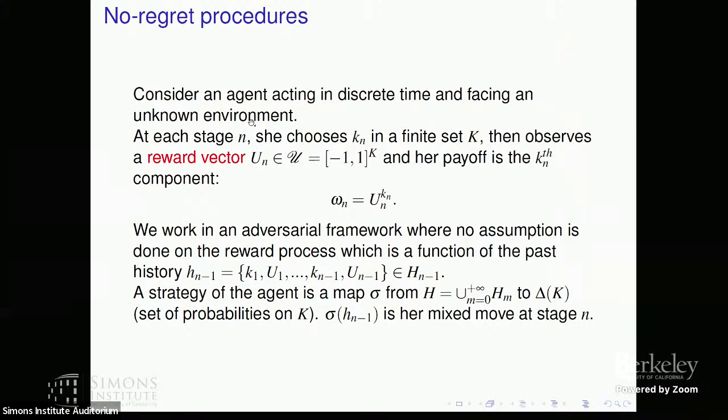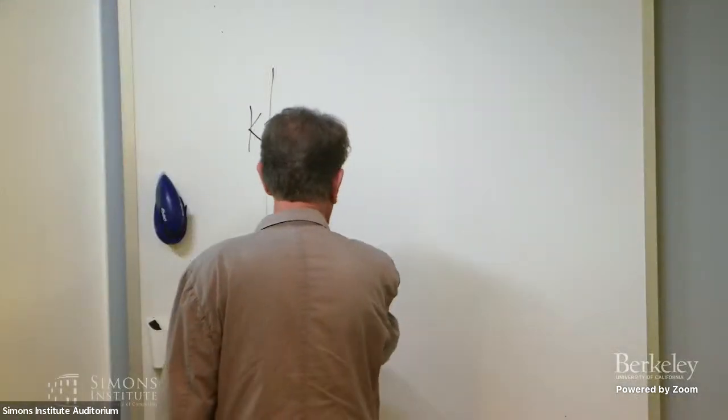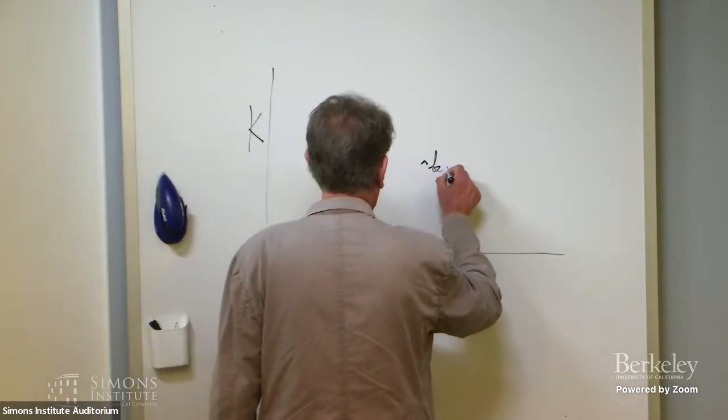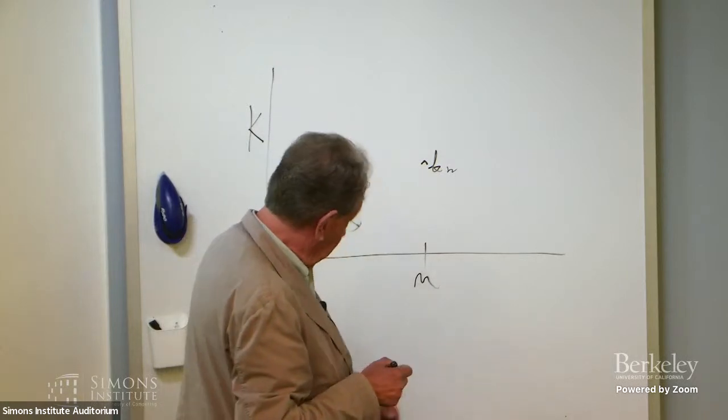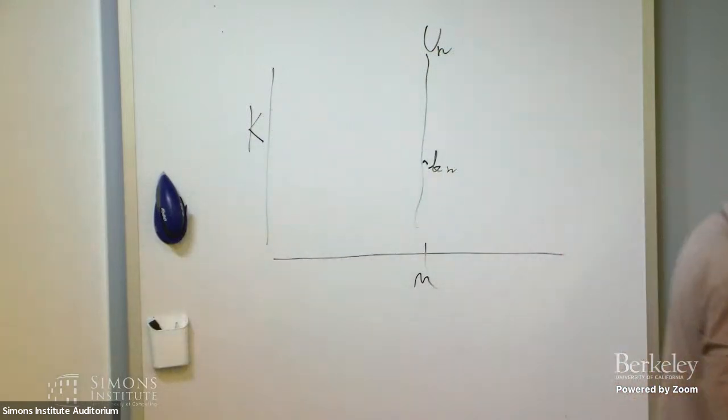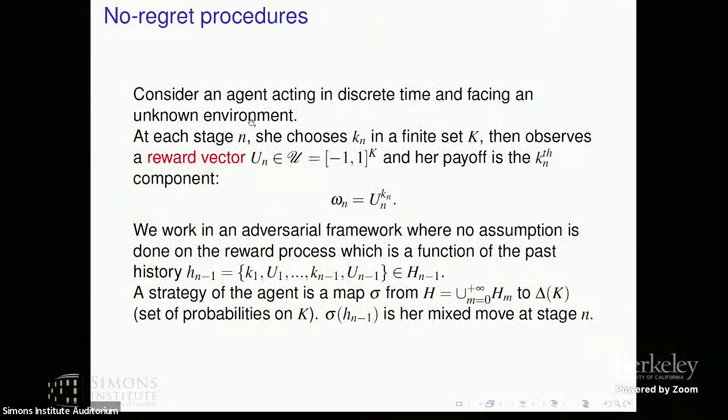So we start with a finite set, K. This is a set of actions. And then you have time, which is discrete. At stage n, the agent will choose a component kn in the set K. And then he learns this vector Un. The outcome is the kn component of the vector, and the regret is Un minus this component. There is no assumption on the reward process, and the strategy of the agent is, as usual, a map from the previous history to mixed actions.